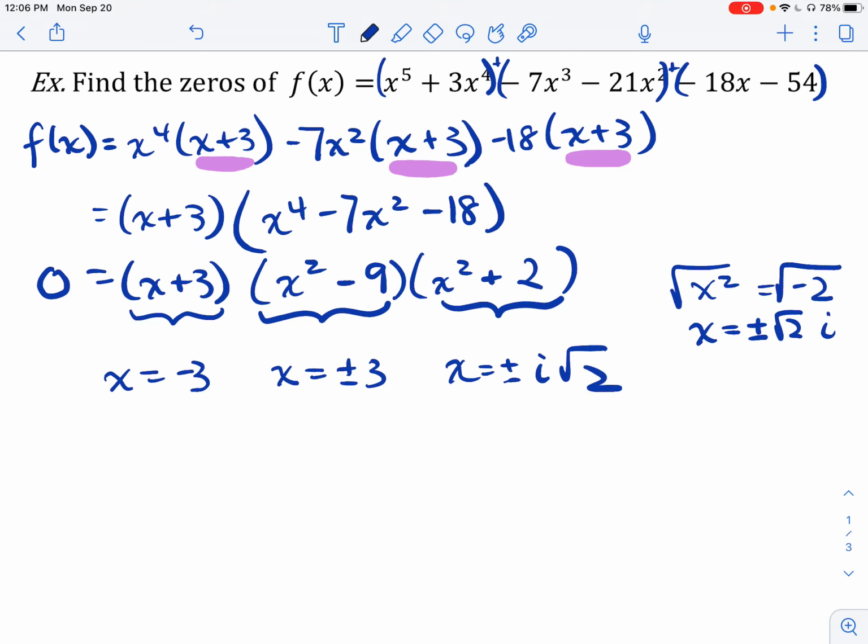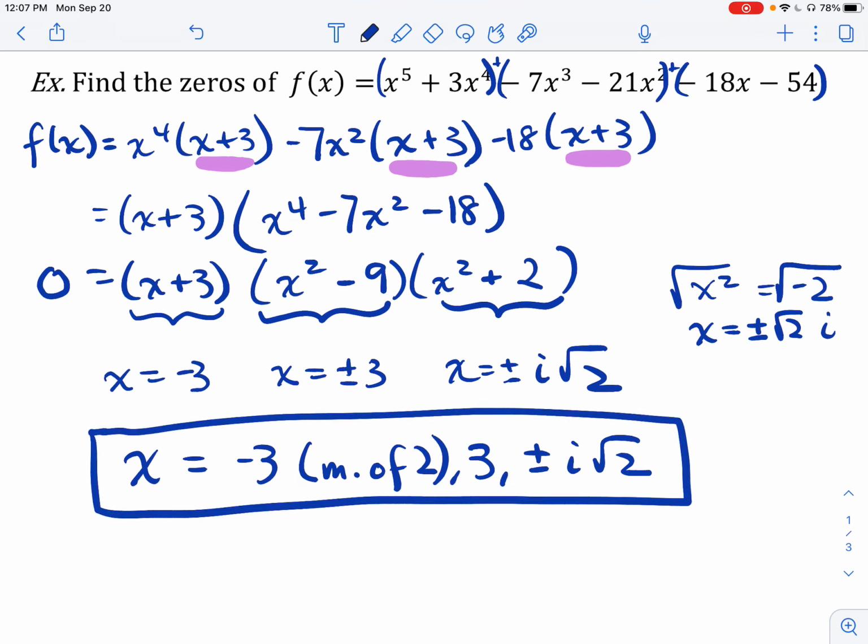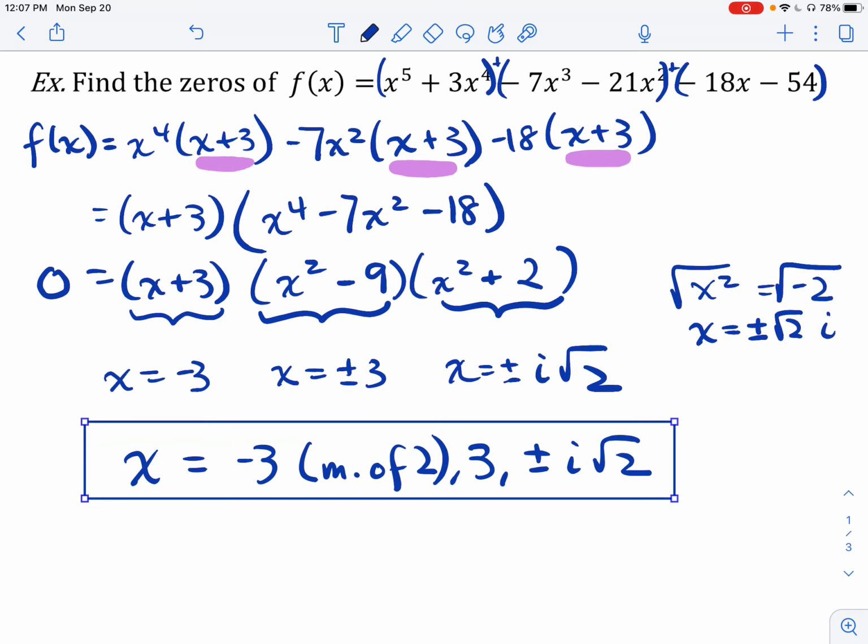And I'll notice that I have a negative 3 mentioned here twice, so I'm going to write my final answer with all the multiplicity being indicated. Negative 3 with multiplicity of 2, positive 3, and plus or minus i root 2. So these are all my zeros. I've got 5 zeros here. My leading degree in my original polynomial function was 5. I noticed that 3 of my zeros are real and 2 of my zeros are imaginary.